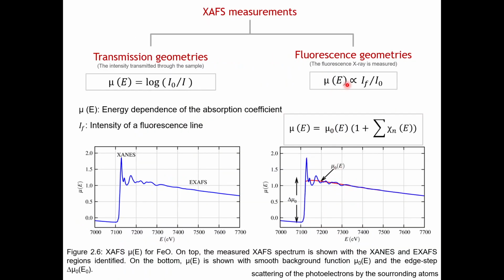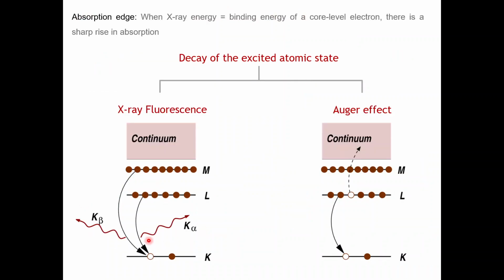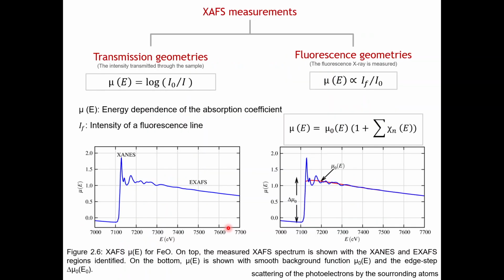XAS measurement is mostly done in 2 modes: one is transmission geometry and one is fluorescence geometry. What is transmission? I have already shown you in the first slide that the intensity I0 passes through the sample and after the absorption goes out as I. This measurement is named transmission, and fluorescence means that while this process is going on, X-rays are emitted. These two are detected with different detectors and we can collect the corresponding data.